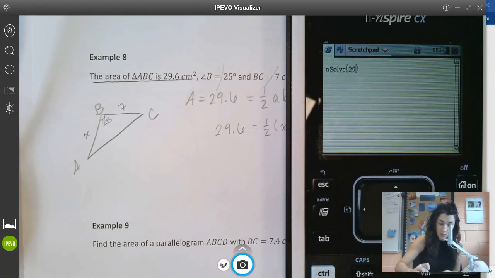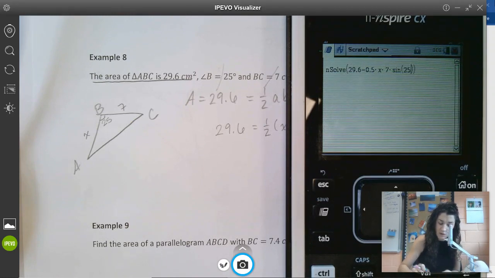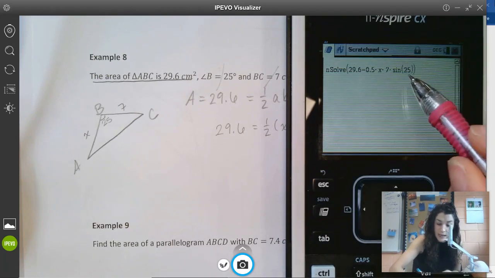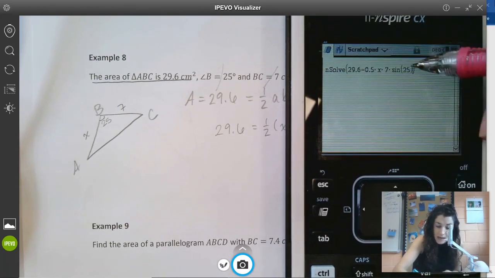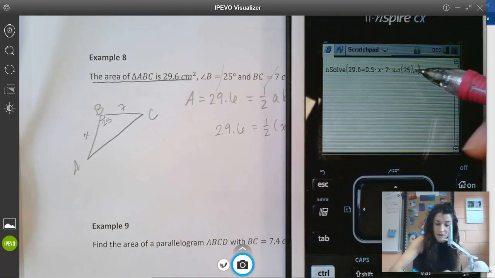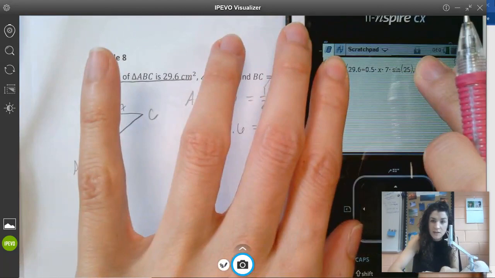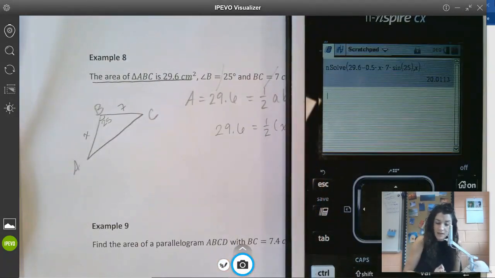You type that all in. 29.6 equals 0.5 times x times 7 times sine of 25. I'm going to double check that I'm in degree mode. I'm going to make sure that I scroll out of the sine, but I'm still inside of the parentheses for the numerical solve, and then do comma x. So at the very, very end of the equation, I do comma x and enter.